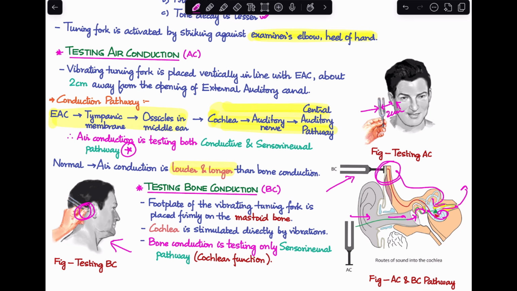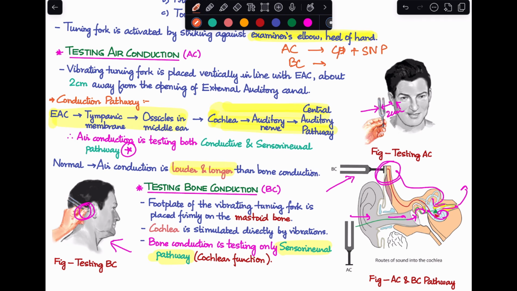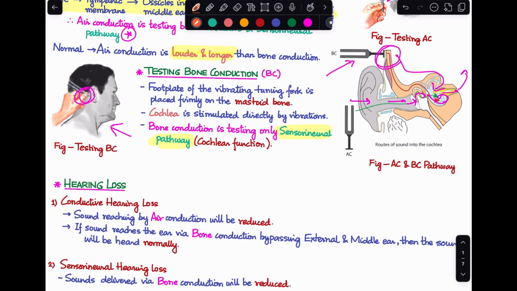The cochlea will represent the sensory neural hearing. Therefore, bone conduction is testing only the sensory neural pathway. So, what do we learn over here? Air conduction is testing the conductive pathway as well as the sensory neural pathway, whereas bone conduction is only testing the sensory neural pathway. This is most important to remember over here. We'll take this knowledge forward to understand each one of the tuning fork tests that we'll be talking about.